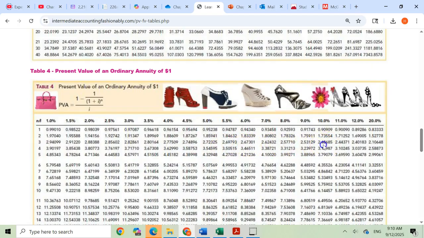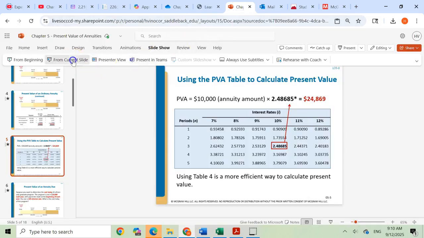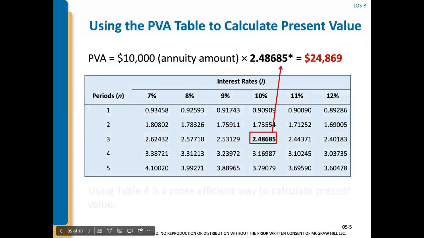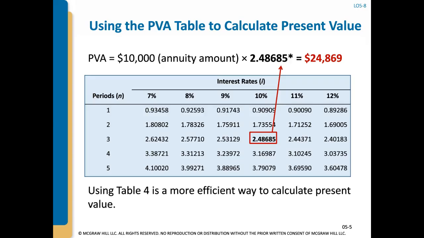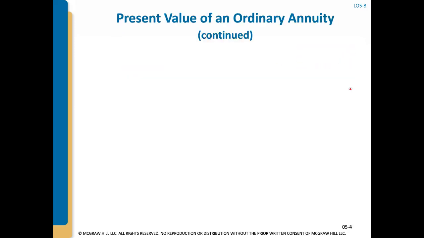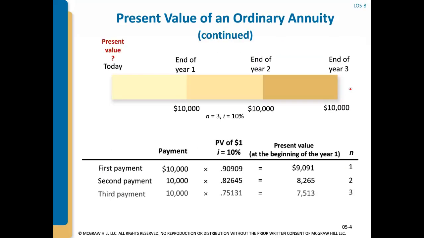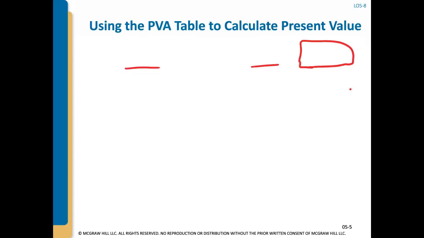So here's the 2.48685, which is the factor I would use. So let's just go back in here real quick, and here's my 2.48685. So I take my annuity amount times my factor, gives me my 24,869, which is exactly what I calculated here somewhere. Right here. Here's my 24,869.